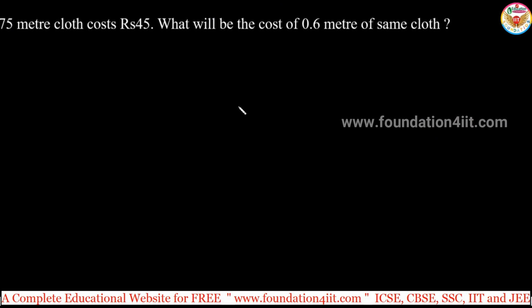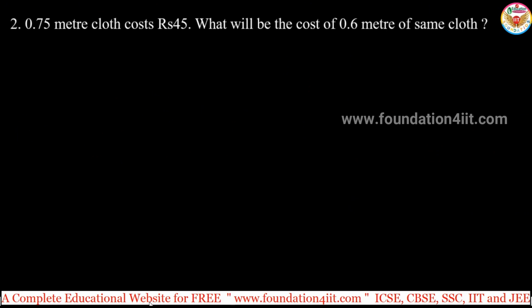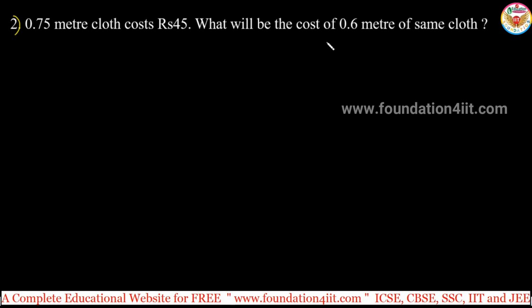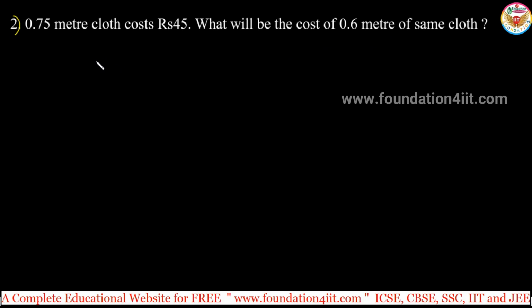Now for example, this is a question. Instead of two ways, let us just do the arrow method for this problem. Instead of the lengthy way, let us go for the arrow method. Every question has two quantities. In this, 0.75 meter cloth cost is rupees 45. What will be the cost of 0.6 meter of the same cloth? When the length in meters is increasing, then cost will be increased. So if length is reduced, then cost also must be decreased. That means this is a direct variation.